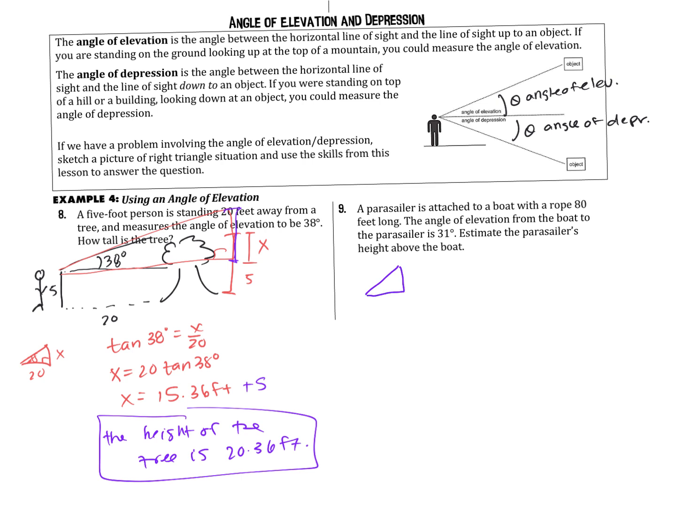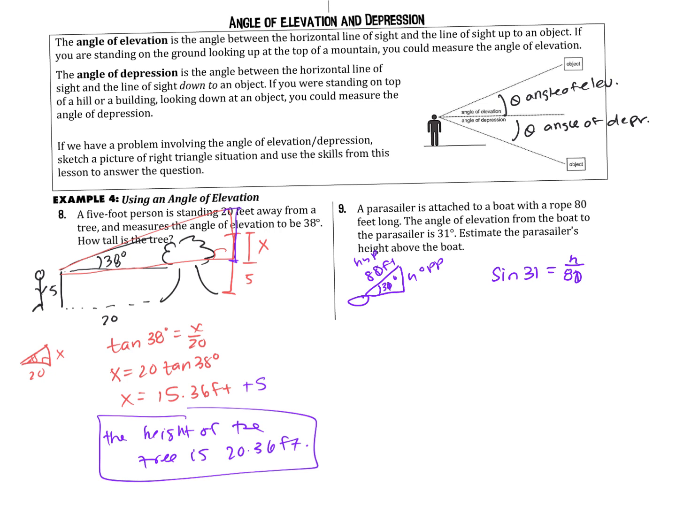All right, hopefully you had time to draw some sort of picture. We have an 80-foot hypotenuse here. We're looking at the height. This is a 31-degree angle. So in this case, I think sine of 31 giving us h over 80 is going to make the most sense here because we are looking for the opposite and we want the hypotenuse. Here we're just being asked how high above the boat is it, so we don't have to worry about this extra factor like we did on number 8 of 5.